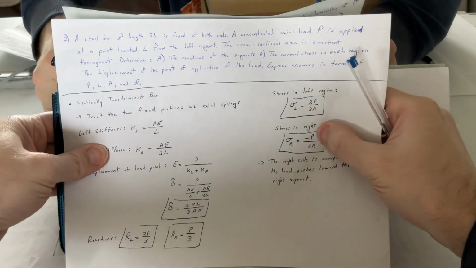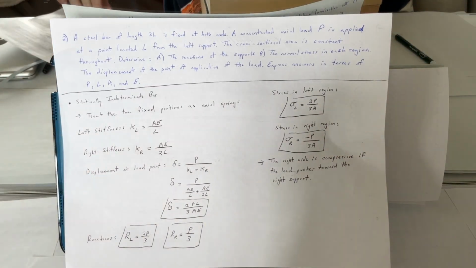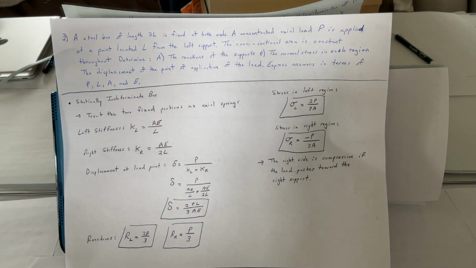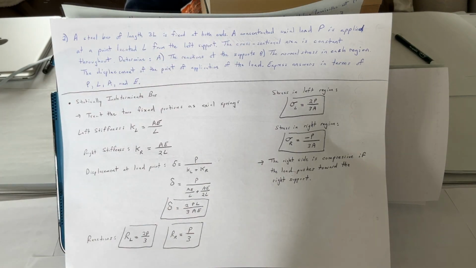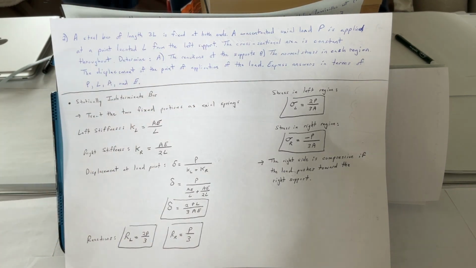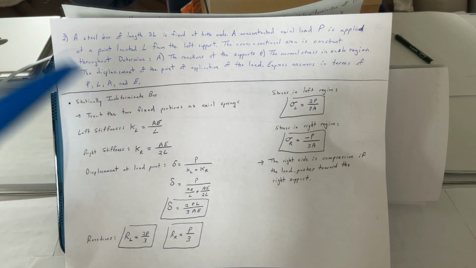Okay, so number two, let's see what we have here. A steel bar of length 3L is fixed at both ends. Concentrated axial load P is applied at a point located L from the left support. The cross-sectional area is constant throughout. Determine A, the reactions at the supports, B, the normal stress in each region, and the displacement of the point of application of the load. Express answers in terms of P, L, A, and E.